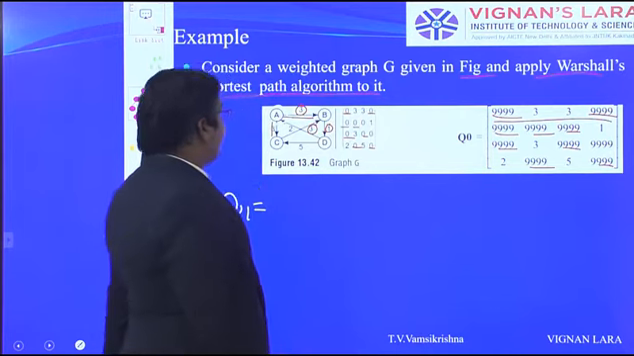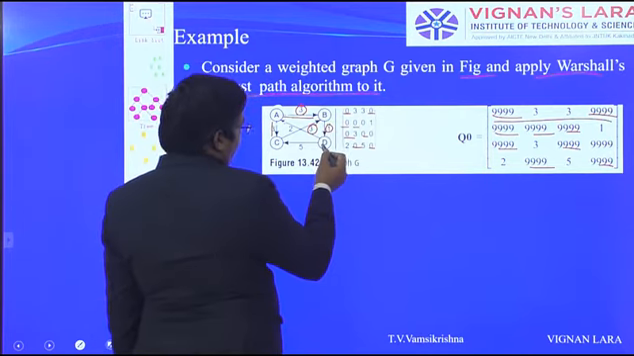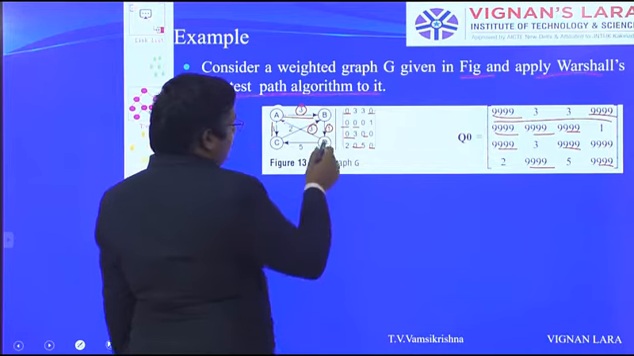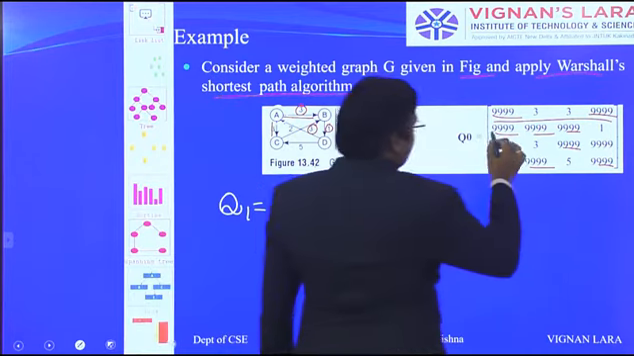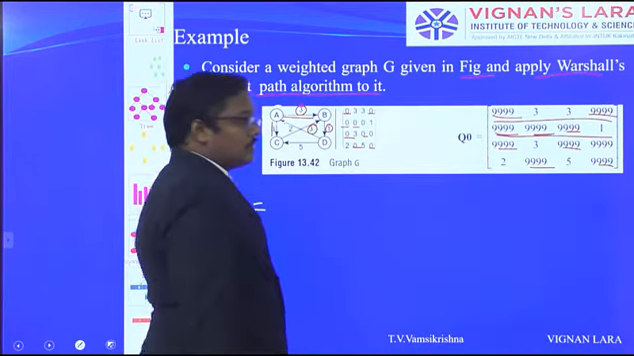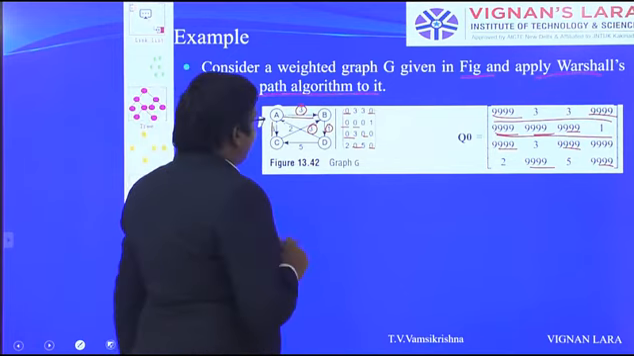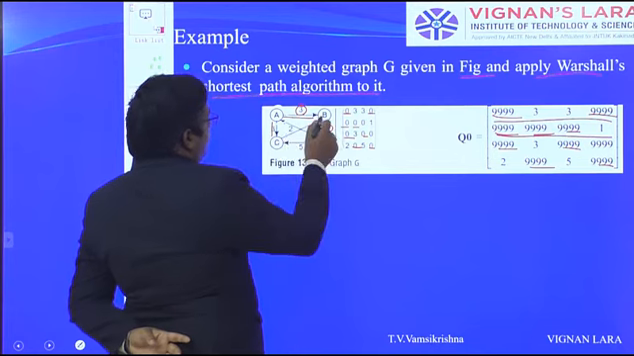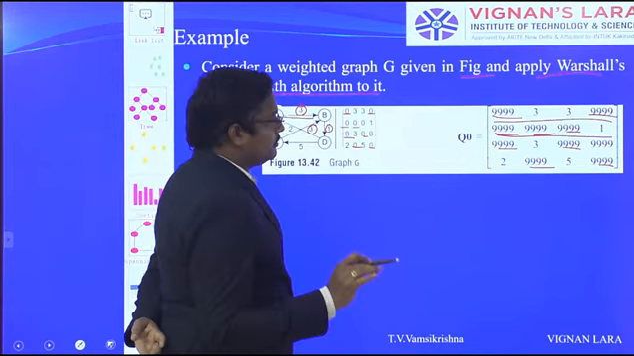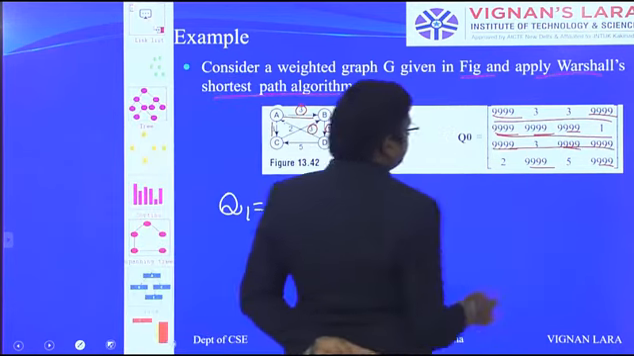Next, in case of B, B to D, D is not visited, so this is also not updated. A very simple logic. Next, whenever we are calculating C, C to B, B is also not visited right now, so this is also not updated.